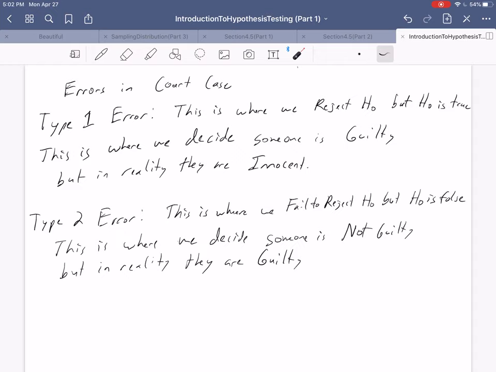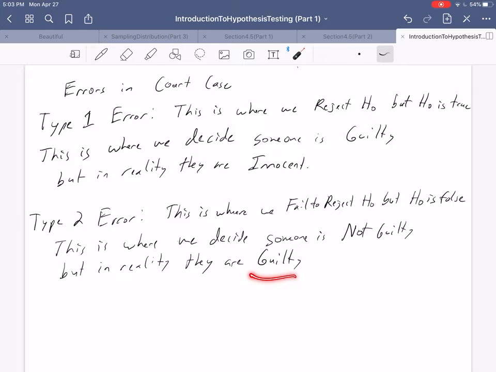They really did commit whatever crime we're accusing them of, but we missed it and gave them a verdict of not guilty. So both of these are possible errors. They're both possible statistical errors, and of course, they're both real-life potential errors whenever there's a court case or trial. Now, both of these errors, I think we would all agree, are bad things, right? I don't think we want people who are innocent being declared guilty, and we don't want people who are guilty going free and getting a verdict of not guilty.